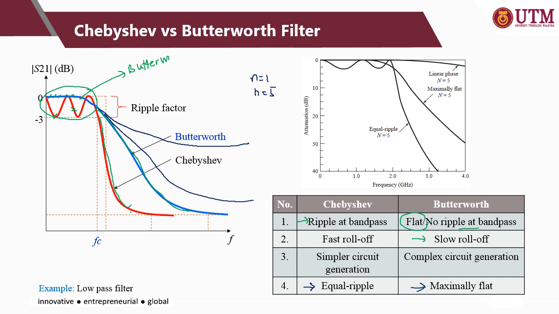Right, so this figure represents different filter responses for the same filter order number, n equal to 5. Look at the maximally flat, or the Butterworth, with flat top in the passband area, and the equiripple for Chebyshev in the passband area.